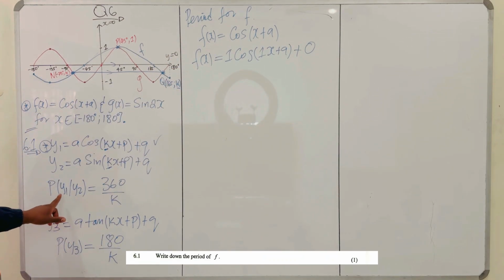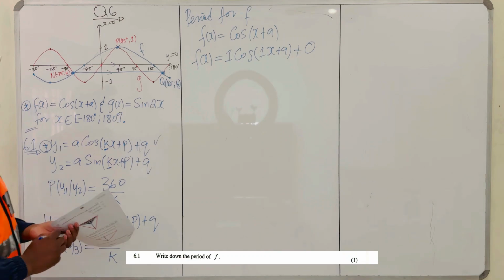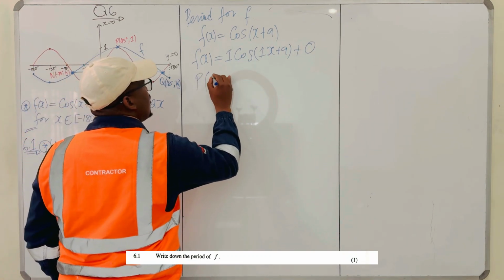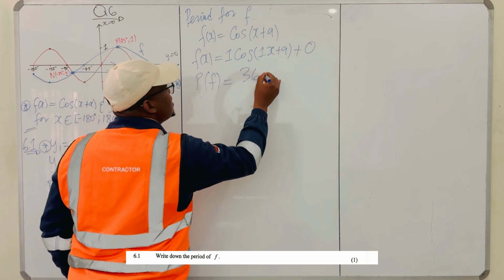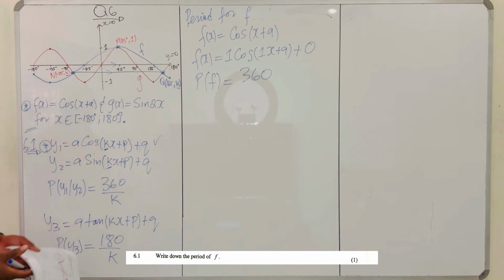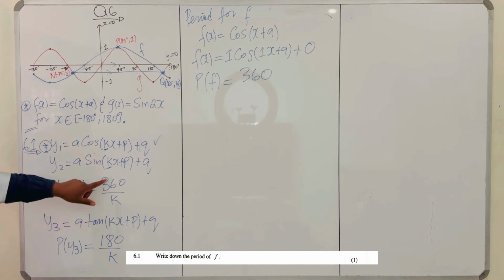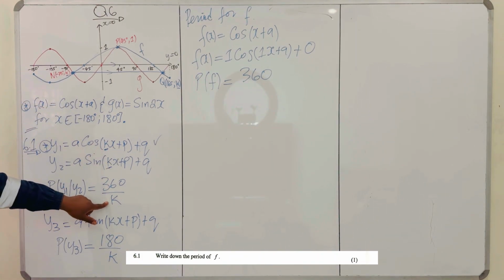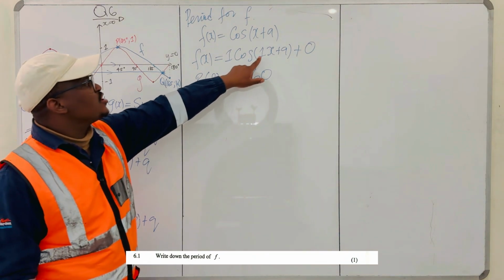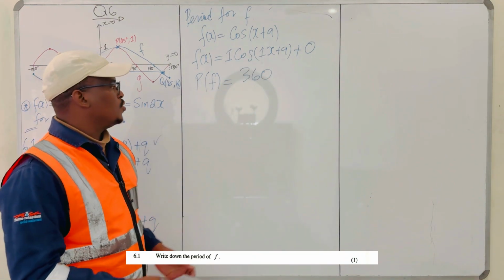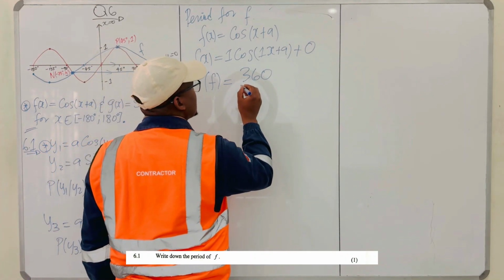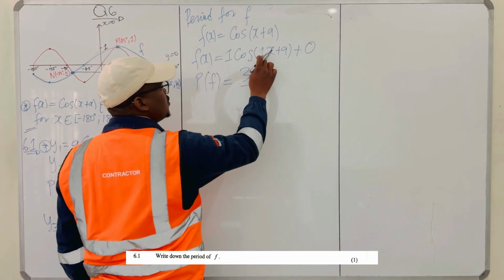So if we want to calculate the period of this, which means we want to calculate the period for f, the period for f is going to be 360 divided by the coefficient of x, which is k, because it's 360 over k. What is the coefficient of x? It should be 360 divided by 1. So it's not 2, it's 1.